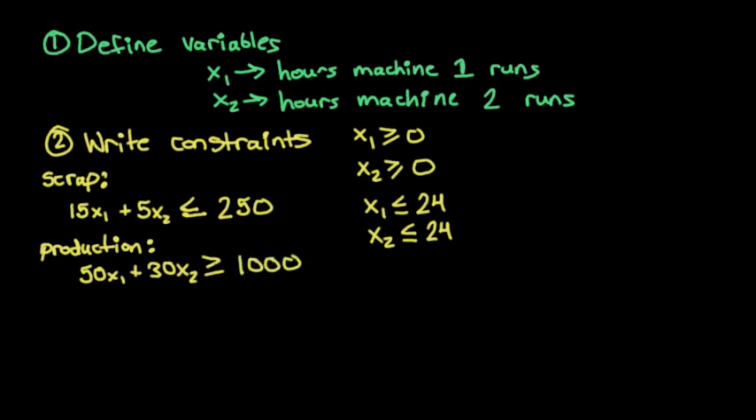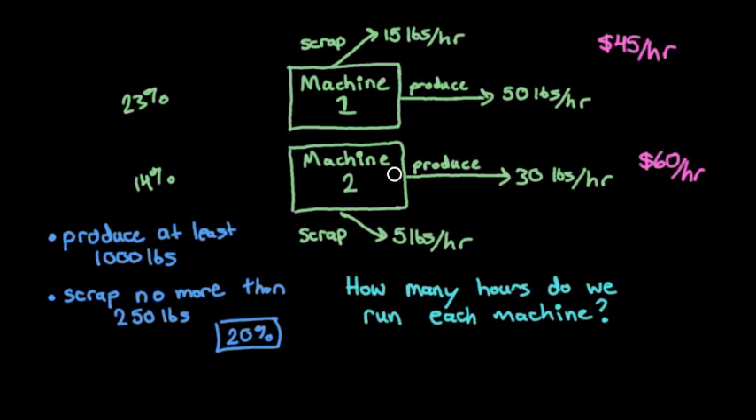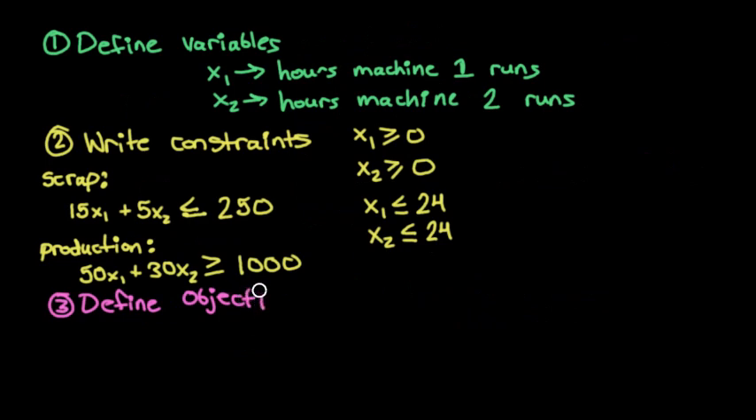And the last factor to consider is money. We would like to minimize the cost of running each of these machines. $45 for every hour we run machine 1, $60 for every hour we run machine 2. So this third step is just defining the objective. And we would write this as minimize the total cost, which we'll define as z, and z is going to equal 45x1 + 60x2. Okay, so we've taken a word problem with pictures and stuff and turned it into math.